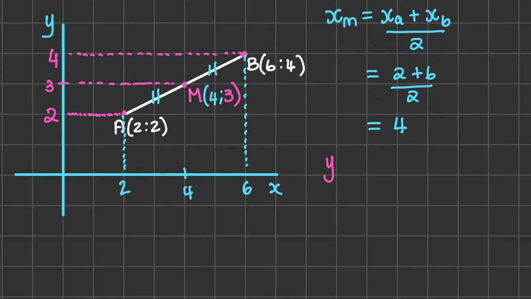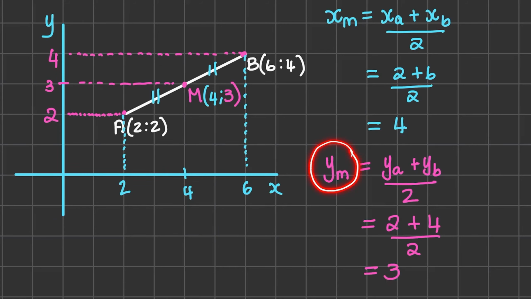Now let us see how to find the y value of M. It is the y value of A plus the y value of B over 2. So it's 2 plus 4 over 2, which is equal to 3. So if you want to calculate the y value of M, you simply add the two values together and divide it by 2. And that's how we found the y of M as 3.